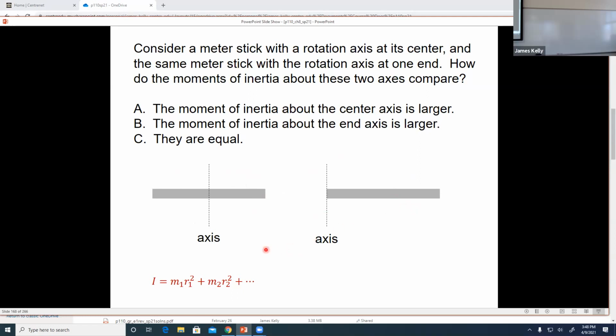Ideally, we want to figure out from this formula which one is going to have the bigger moment of inertia. But intuitively, moment of inertia is how hard it is to get it spinning around that axis.